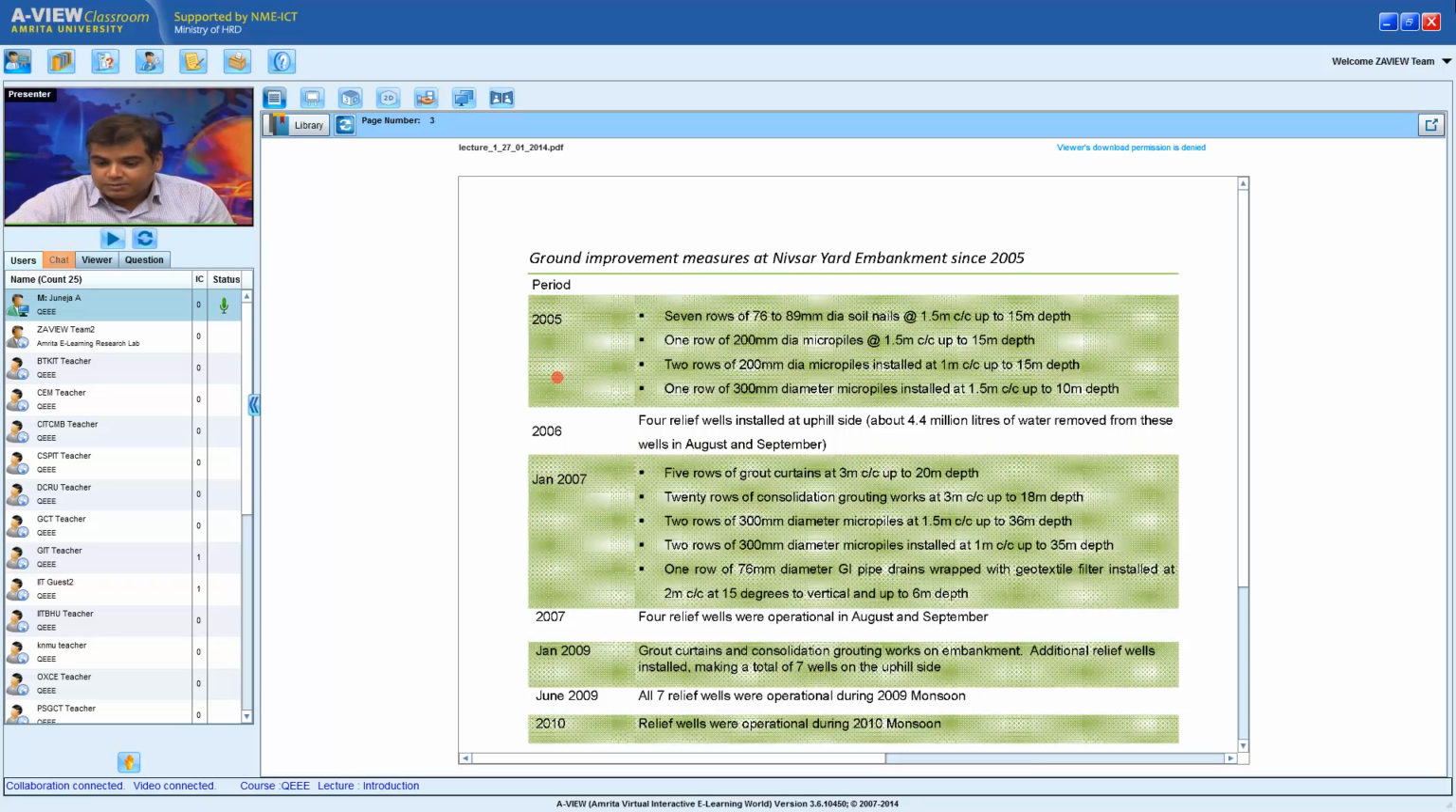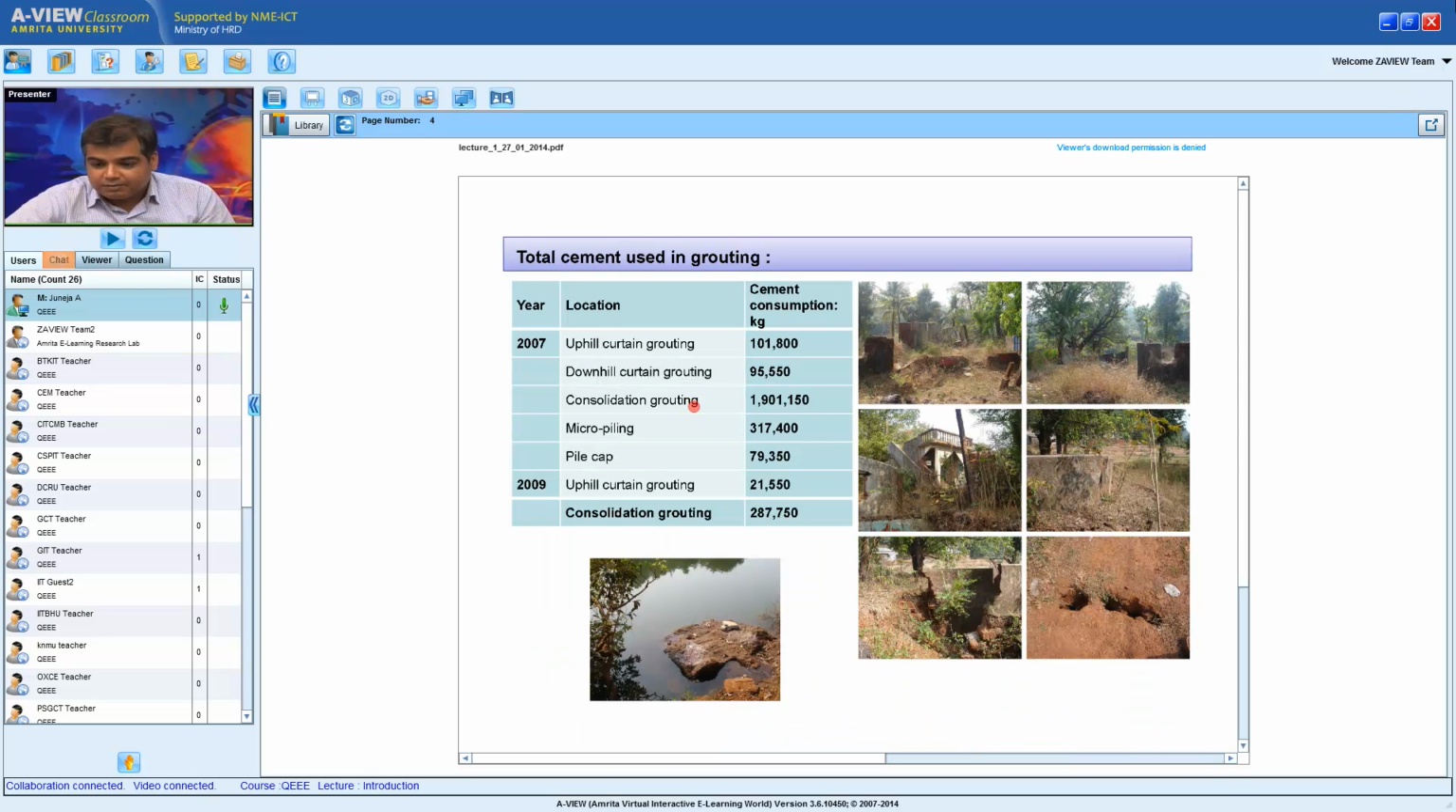Now, from 2005 to 2010, various ground modification procedures were adopted. We are not going to go into details of the modification, but piles were installed, micropiles, small diameter piles, very different from conventional piles. There were curtain grouts, grouting procedures which were adopted. Pipe drains were installed. So since 2005, various ground modification procedures were adopted.